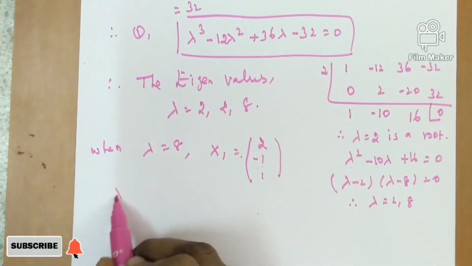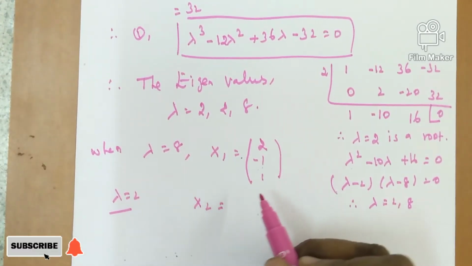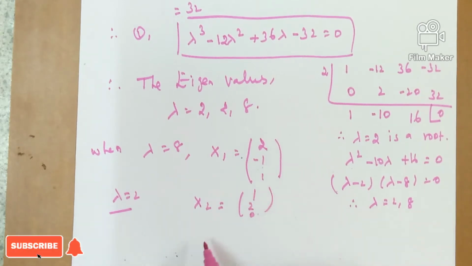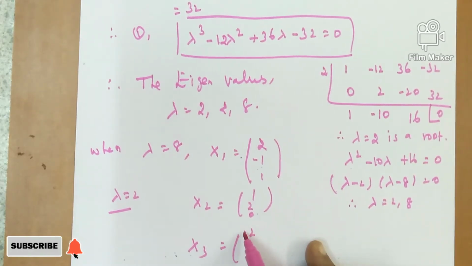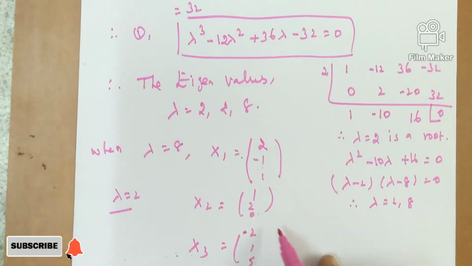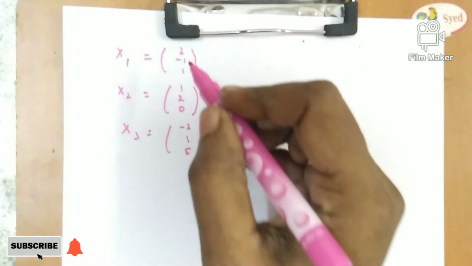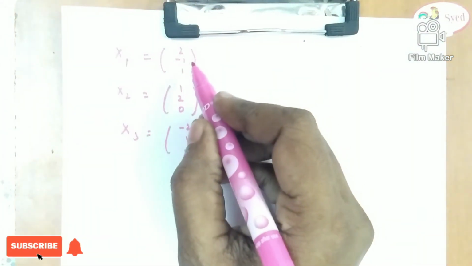When lambda equal to 2, our x2 equal to 1, 2, 0. And another eigenvector for lambda equal to 2 is minus 2, 1, 5. So the eigenvectors x1, x2, x3 I have written here. Now we are going to normalize the eigenvectors.